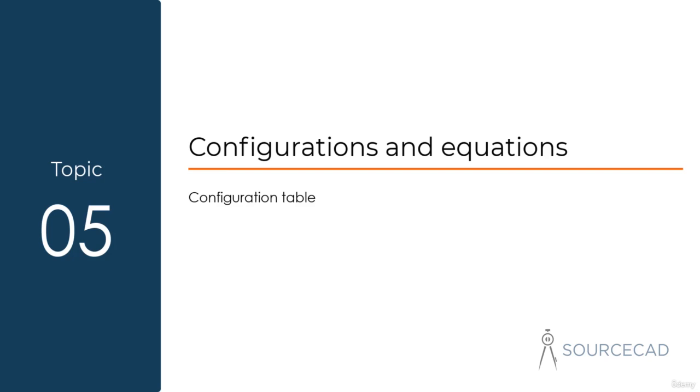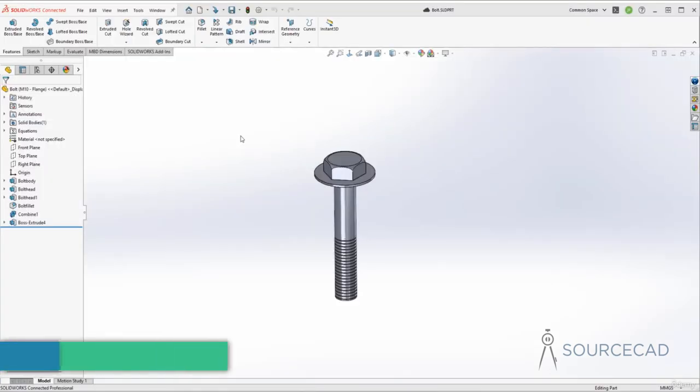So here we have this M10 hex bolt, and using configuration table, we are going to create several other iterations of this bolt. So basically we'll use this single bolt to create M12, 14 and 16 bolts. Now all of this using configuration table.